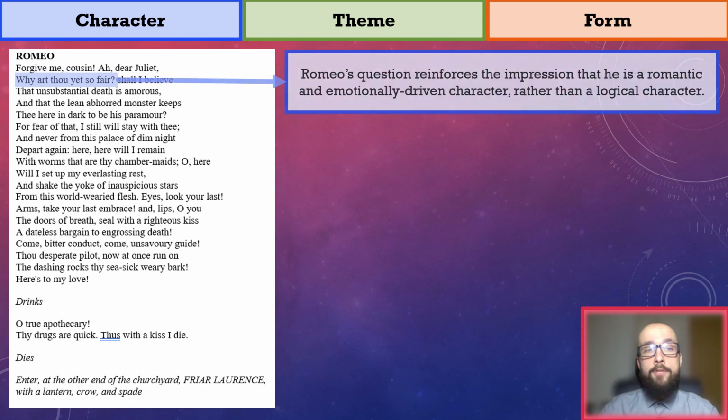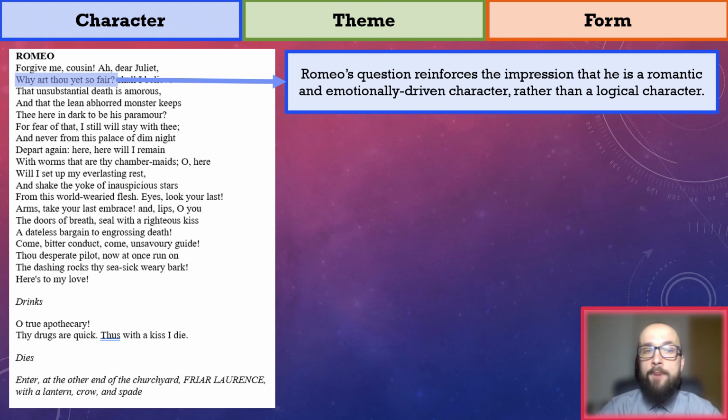To me, this could reinforce the impression that Romeo is a romantic and emotionally driven character, rather than a logical one, because he marvels at the fact that Juliet's beauty in death is apparently too good to be true, rather than questioning the fact that it does in fact seem to be too good to be true. In other words, Juliet's radiance should have been a clue to Romeo that she is in fact still alive at this point in the play.